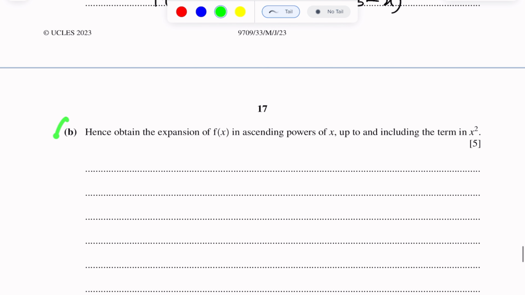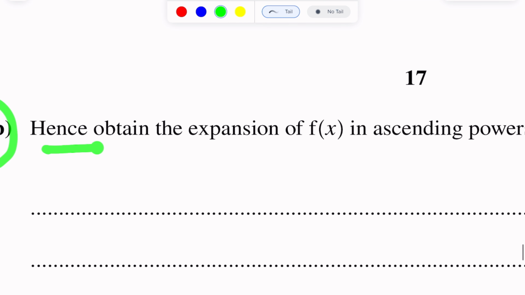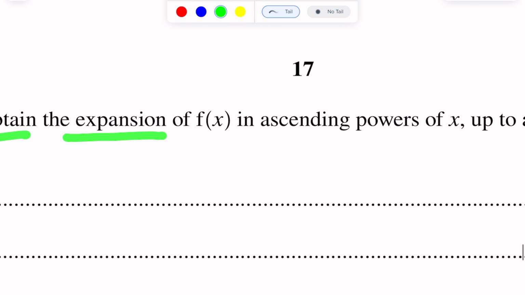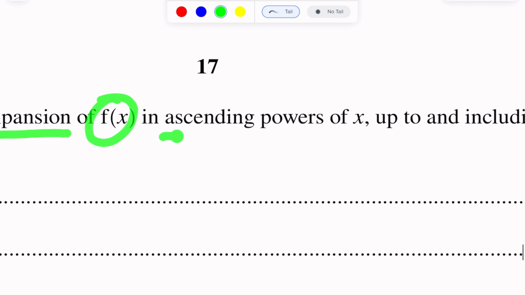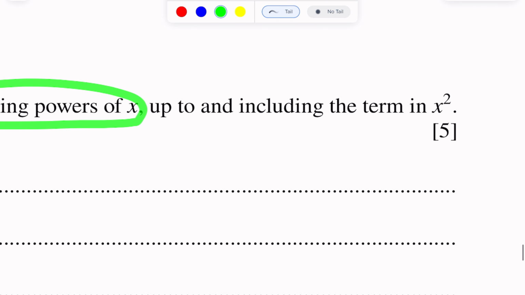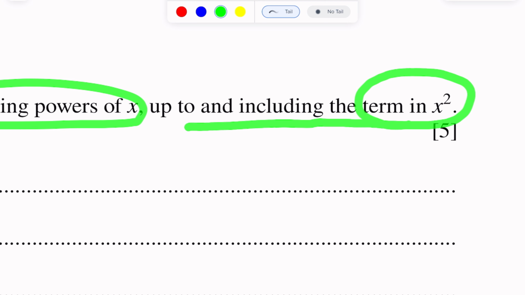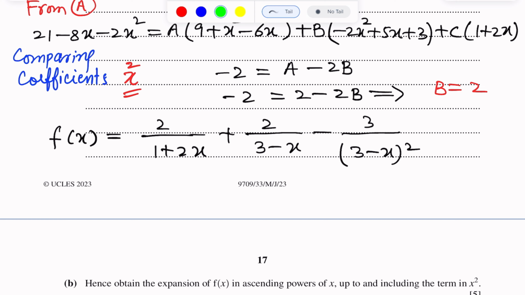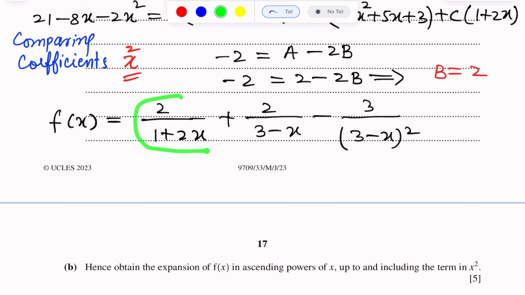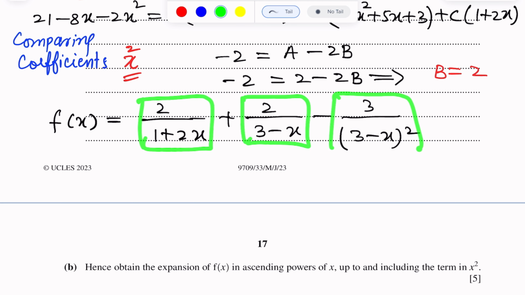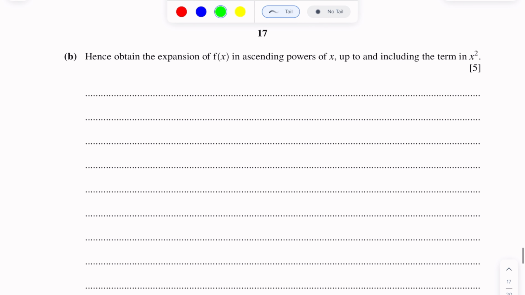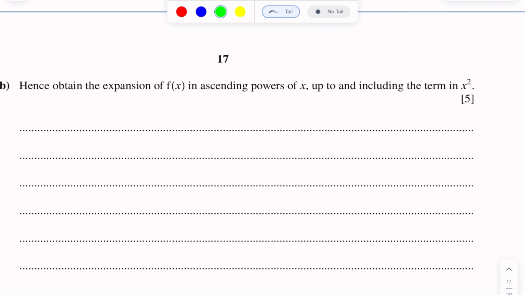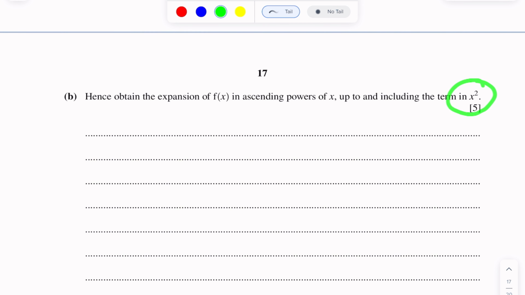Now next part B of this question is hence obtain the expansion of f(x) in ascending powers of x up to and including the term in x square. Simply, it means that we have to expand this f(x). We will expand each term separately. So first we will expand including the term x square.